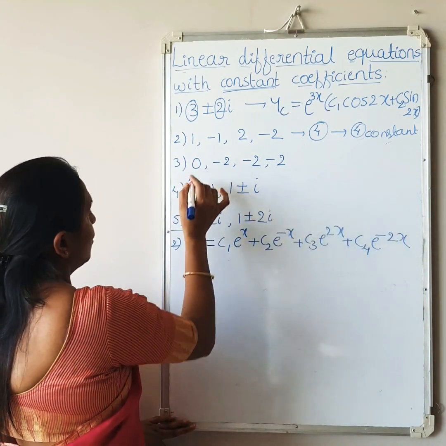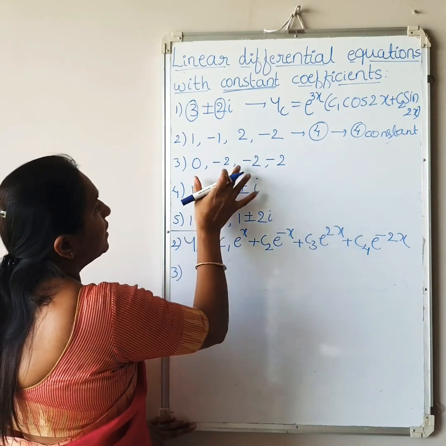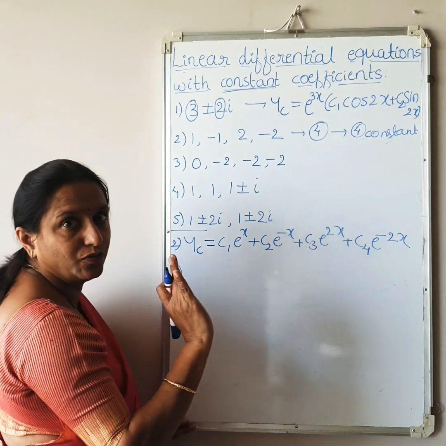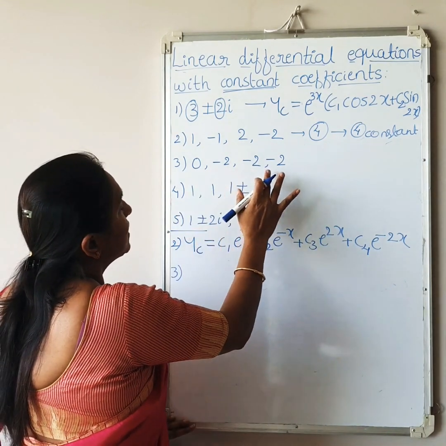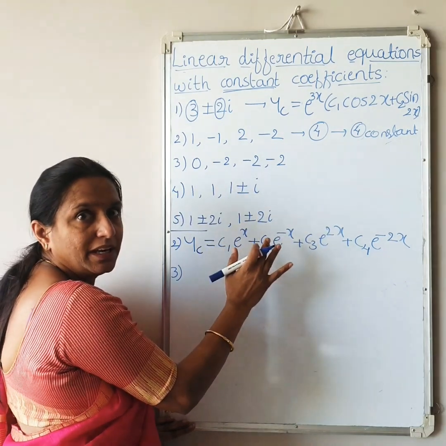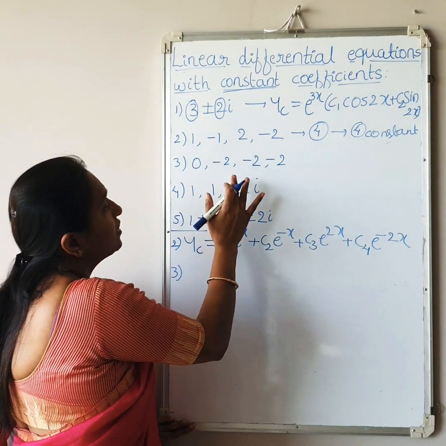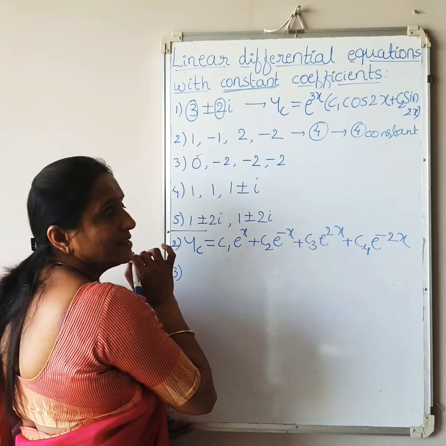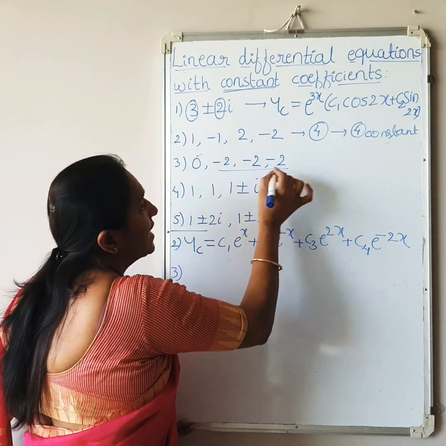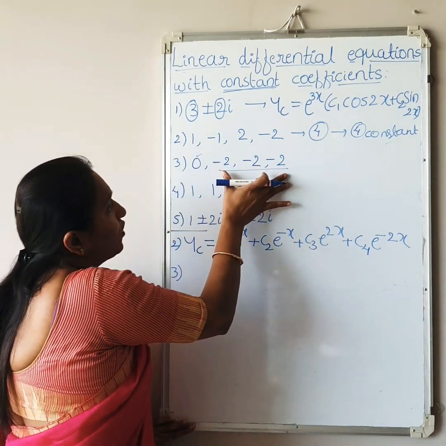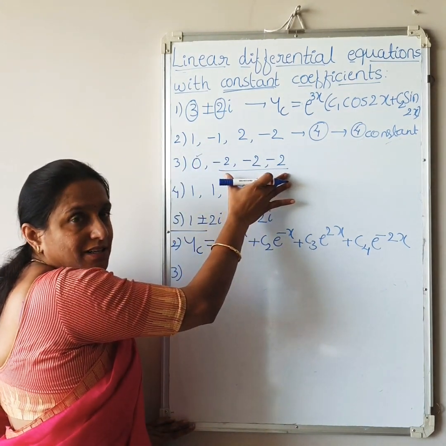Then for the third one, how many roots are there? Here just observe c1, c2, c3, c4, 4 constants. Again 4 roots are there, so 4 constants should be there in the solution. What is the nature of the roots? All are real, one is distinct and these 3 are the same. So for this one we have to write the solution, and next for these 3 we have to write the solution.